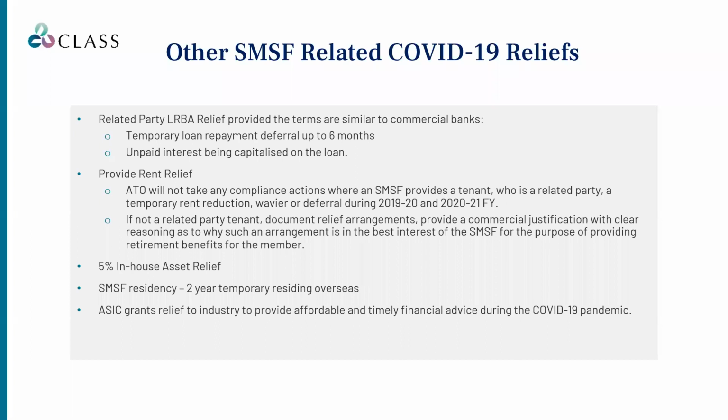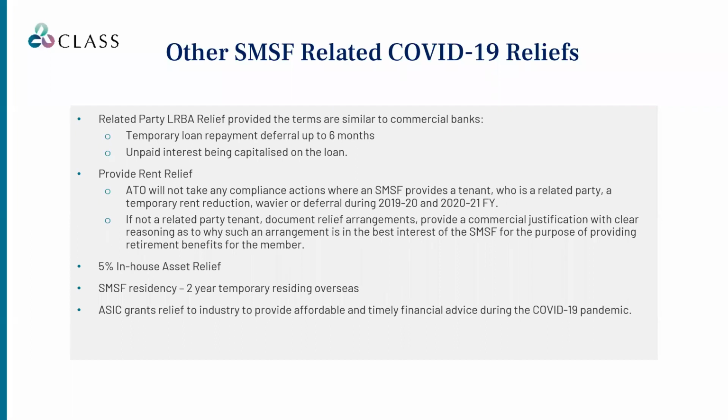The rental relief: the ATO has said that they will not take any compliance action where a self-managed super fund provides a tenant who is a related party to the fund a temporary rent reduction, waiver or deferral for the 2019-20 and 2021 financial years. If it is not a related party tenant, then you need to document the relief arrangements and provide a commercial justification, with clear reasoning as to why such an arrangement is in the best interest of the self-managed super fund for the purpose of providing retirement benefits for the members.